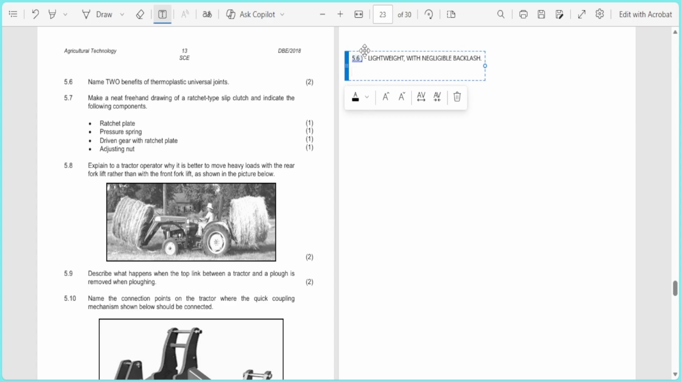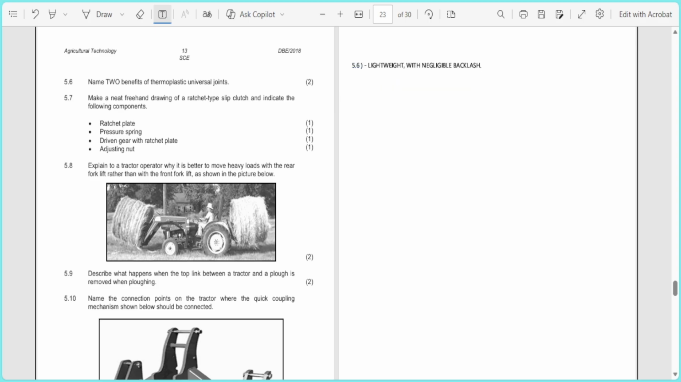5.7: make a neat freehand drawing of a ratchet type slip clutch and indicate the following components: ratchet plate, pressure spring, driven gear with ratchet plate, adjusting nut. Doing these sketches can be a bit of a pain, so I'm just going to do a quick one to demonstrate what it looks like. I'm sure you can find something like this in a textbook.